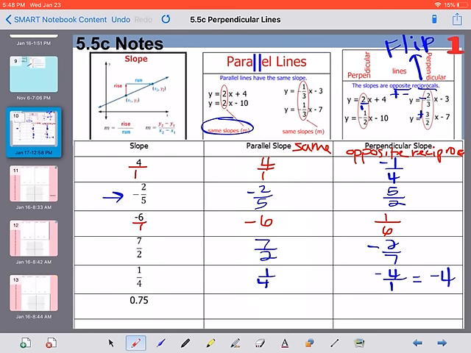The last one we have here, 0.75. Well, that's not a fraction. So if it's not a fraction, we could write it as a fraction. This is really 75 hundredths, or 75 out of 100. Many of you also know this as 3/4. Either one would do. A simplified version would be the best. Think of 75 cents. Well, that's 3/4 of a dollar. It's 3/4, right? So parallel would also be 3/4. And opposite reciprocal, we'd have negative. Instead of 3 over 4, we'd have 4 over 3.